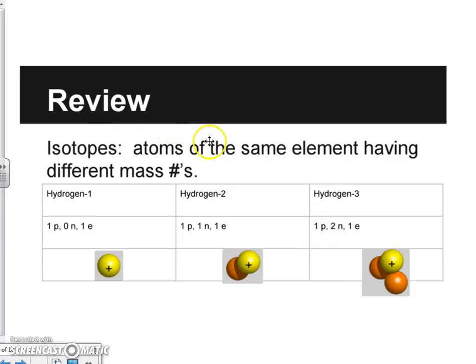To be an isotope, to change the mass number, you change the neutrons. So hydrogen 1 here, hydrogen 2, so 1 proton plus 1 neutron, and then hydrogen 3, 1 proton plus 2 neutrons. So that little number after, that's our mass number. So that's how we can tell what isotope it is.